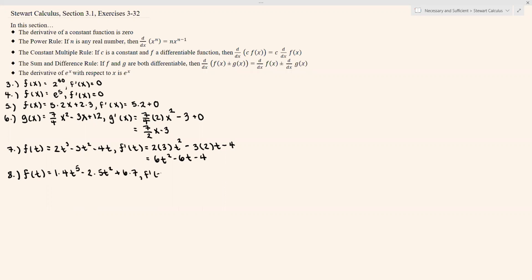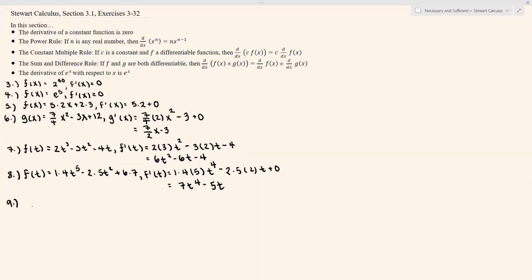So then f prime of t is equal to, so we're going to take 1.4, multiply it by 5, t to the power of 5 minus 1 is 4, minus 2.5 times 2, t to the power of 2 minus 1 is 1, and 6.7 is a constant, so we add 0. And if we simplify this out a bit, we have 1.4 times 5 is 7, t to the 4 minus 2.5 times 2 is 5t.